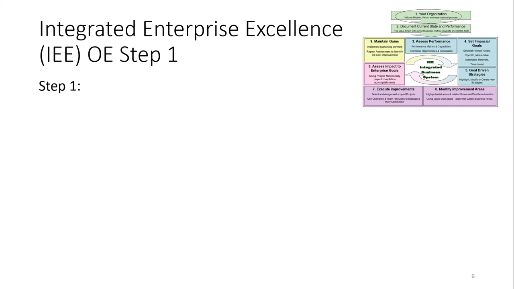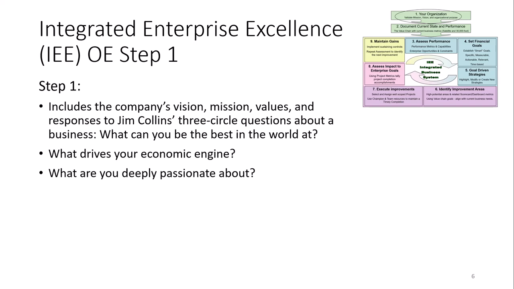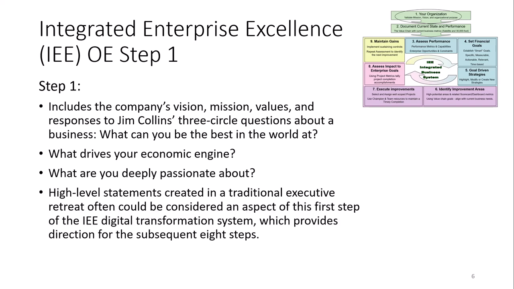Step 1 of the 9-step system includes the company's vision, mission, values, and responses to Jim Collins' 3 circle questions about a business. For example, what can we be the best in the world at? Step 1 also has what drives your economic engine and what you are deeply passionate about. High-level statements created in a traditional executive retreat often could be considered an aspect of this first step of the IEE transformation system, which provides directions for the subsequent 8 steps.